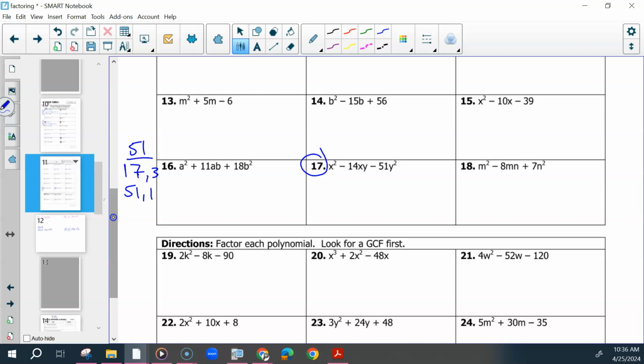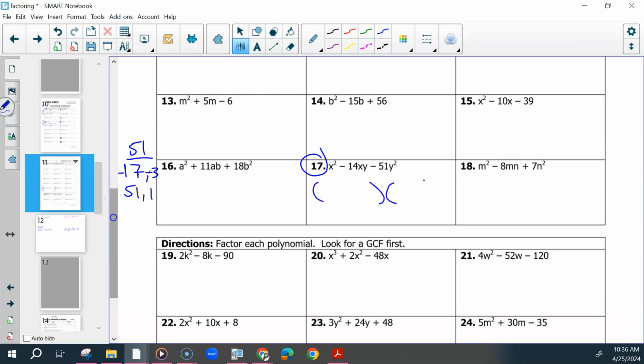1 more, but not 100%. But we do have 2 numbers that do work. If I were to take 17 and 3, how can I make that negative 14? x plus 3x. It is going to be minus 17 and plus 3, but not exactly like that.